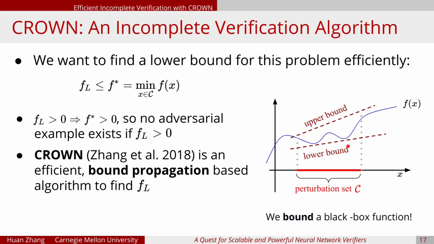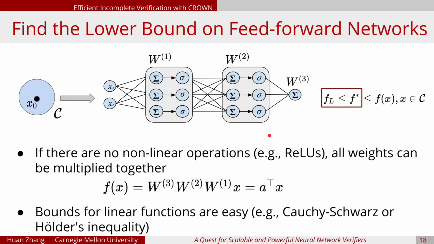So we start with the incomplete verification problem. We want to find a lower bound of this verification optimization problem. CROWN is a bound propagation-based approach to give you a lower bound of this optimization problem, where instead of doing sampling or just doing gradient descent, we can give you provable lower bounds and upper bounds of the f(x) function. Although we don't know what exactly the black box function looks like, we can give you two provable bounds, a lower bound and upper bound, so that you can study the behavior of this function. The algorithm works roughly like this.